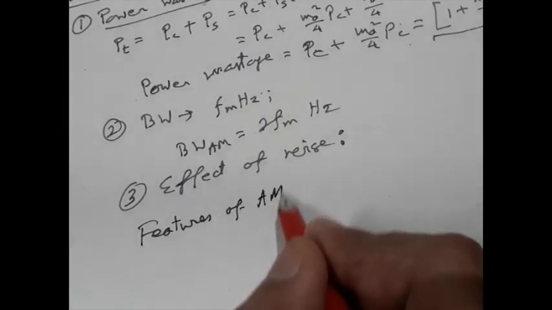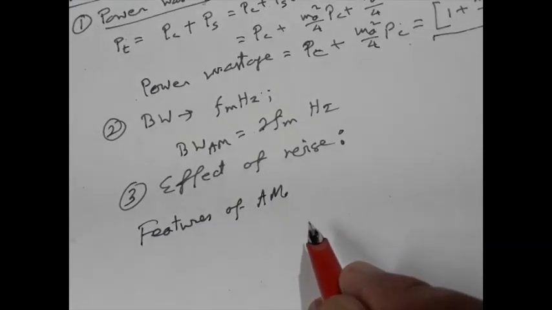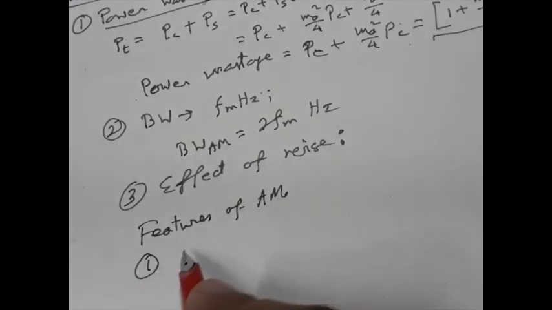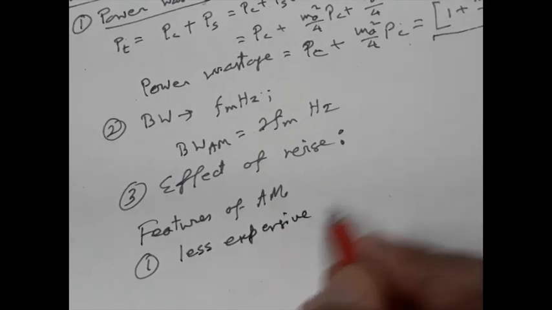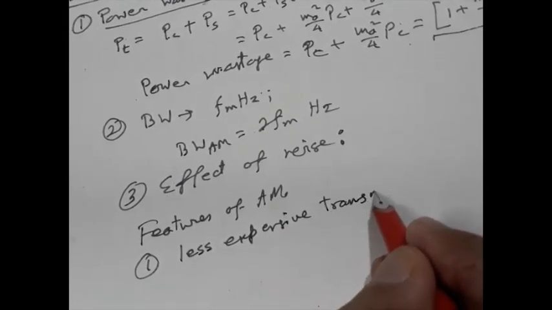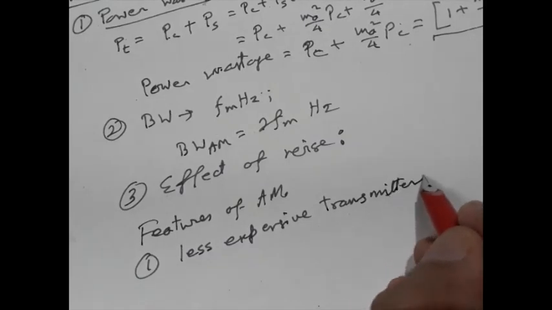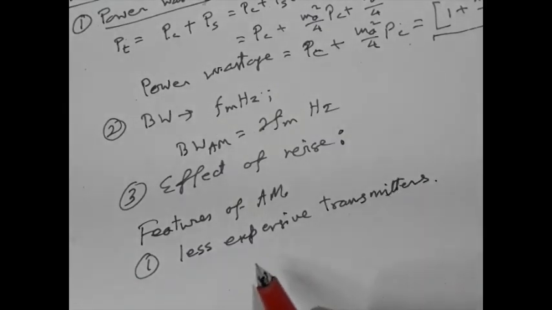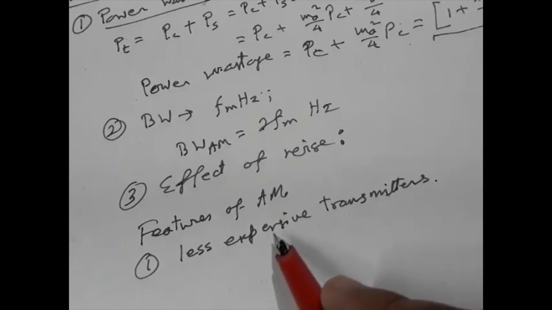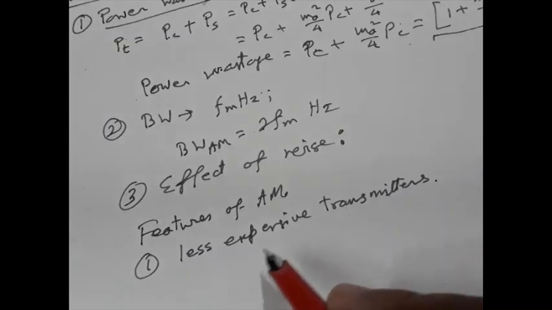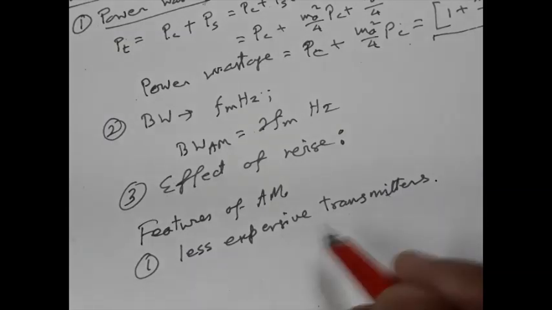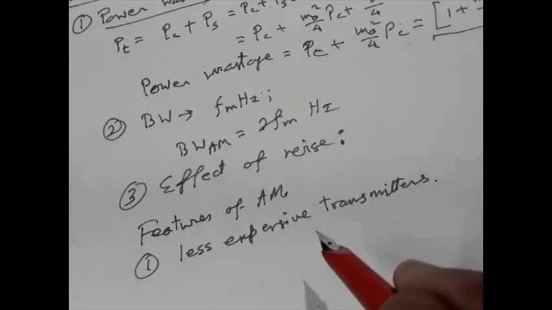Now we will consider some features of AM. What are those features? First feature is less expensive transmitters. We have seen that the modulators of AM, we have considered two kinds of modulators, are very, very cheap. So that makes the whole transmitter very, very cheap.